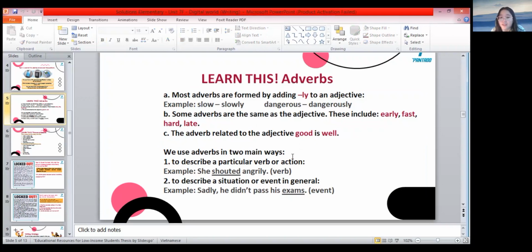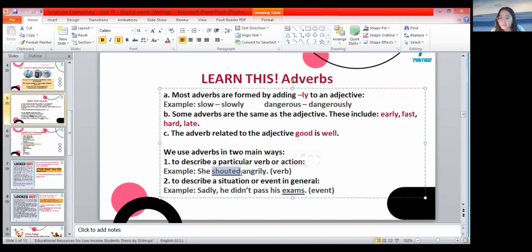So we use adverbs in two main ways. The first one, we use it to describe a particular verb or an action. For example, she shouted angrily. So the adverb stands after the verb. She shouted angrily. She drew very well. The adverb stands after the verbs. Okay, can you give me some examples of this situation?